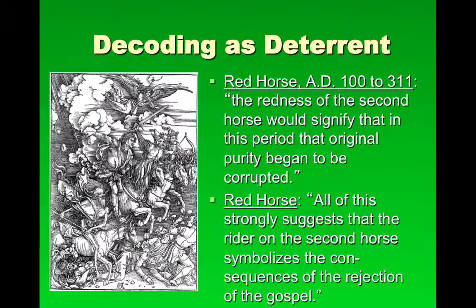So decoding is a deterrent. I will skip the examples on the right here in the slide, but this is Albrecht Dürer, who was a wonderful German artist around the time of the Reformation, and he made many woodcuts or illustrations for the book of Revelation at a time when readers flocked to this book, thinking that there was something here for them in his day.